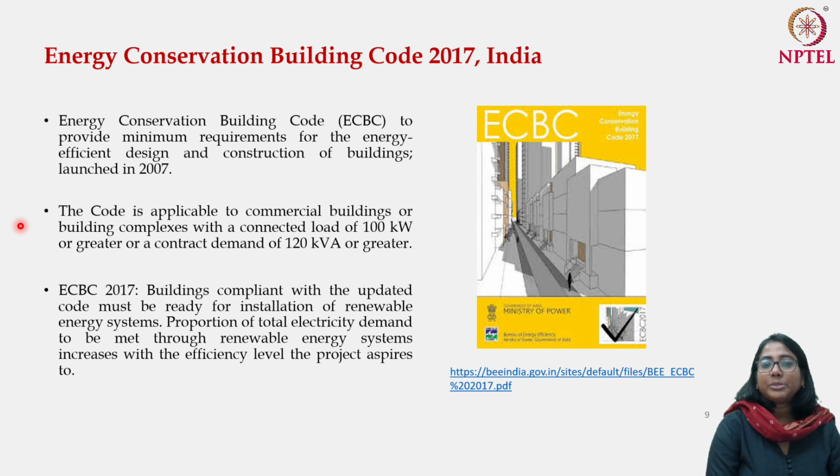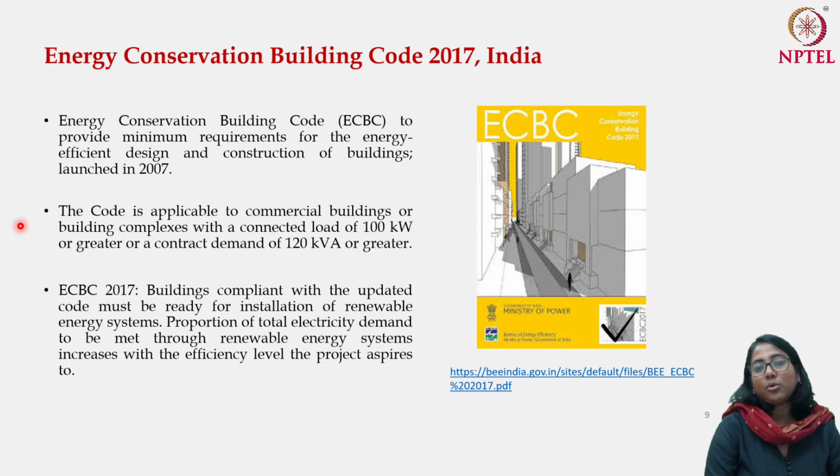The Energy Conservation Building Code, ECBC, was designed to provide the minimum requirement for the energy efficient design and construction of buildings in India. It was introduced in 2007, and after that many changes and updates have come up as new knowledge has been gained. Now, this code is usually applicable to the commercial buildings or the building complexes with a connected load of 100 kilowatt or greater, or a contract demand of 120 kVA or greater.